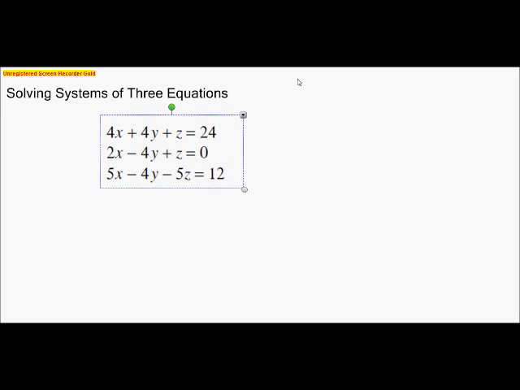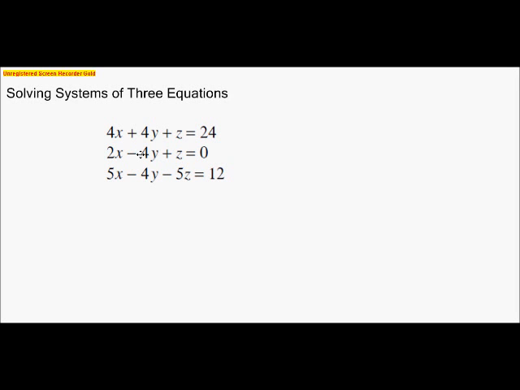Here we have three equations: 1, 2, and 3. What we have to do is solve these. When we were solving systems before, we only had two variables, an x and a y, and we had three different methods for solving: graphing, substitution, and elimination.